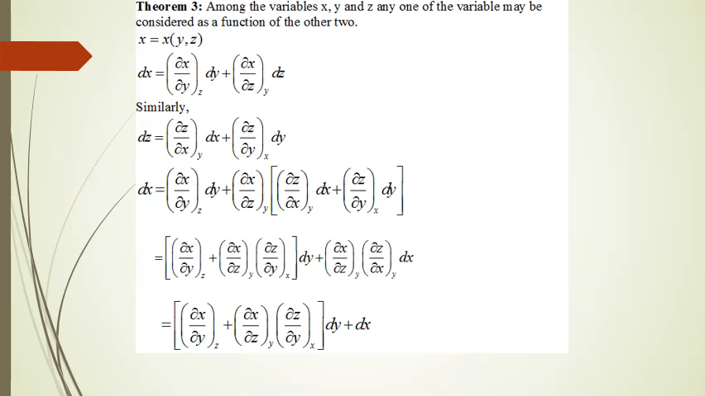So dx is equal to del x upon del y when z is constant into dy plus del x upon del z when y is constant into del z upon del x when y is constant into dx plus del z upon del y when x is constant into dy. Now this is equal to del x upon del y when z is constant plus del x upon del z when y is constant into del z upon del y when x is constant into dy plus del x upon del z when y is constant into del z upon del x when y is constant into dx, which is equal to del x upon del y when z is constant plus del x upon del z when y is constant into del z upon del y when x is constant into dy plus dx.